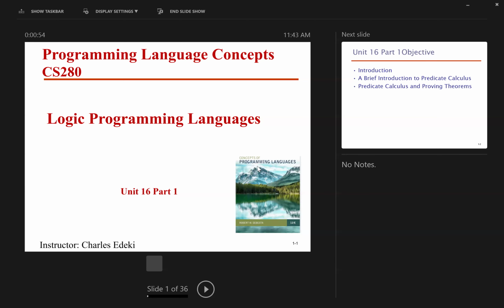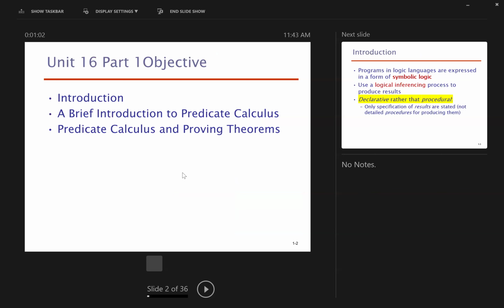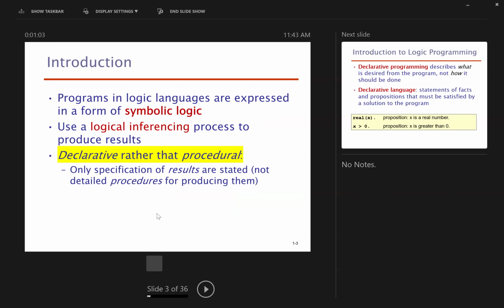So as we said again, this is chapter 16, the concept of logic programming language. As we also mentioned, there's a lot of theory here, and we shall go through them one at a time. So for example, what is a logic program? I'll use the example of SQL, structured query language.